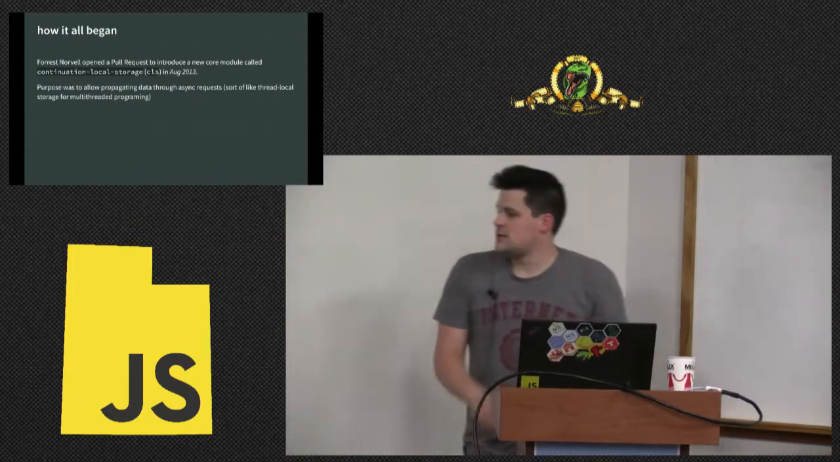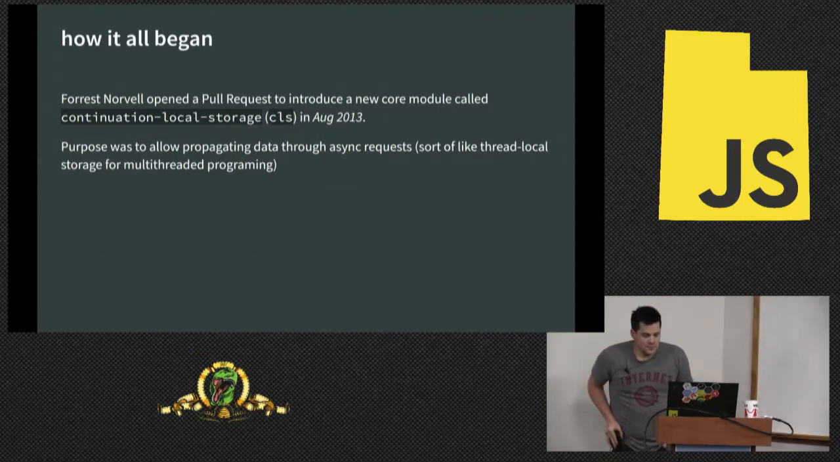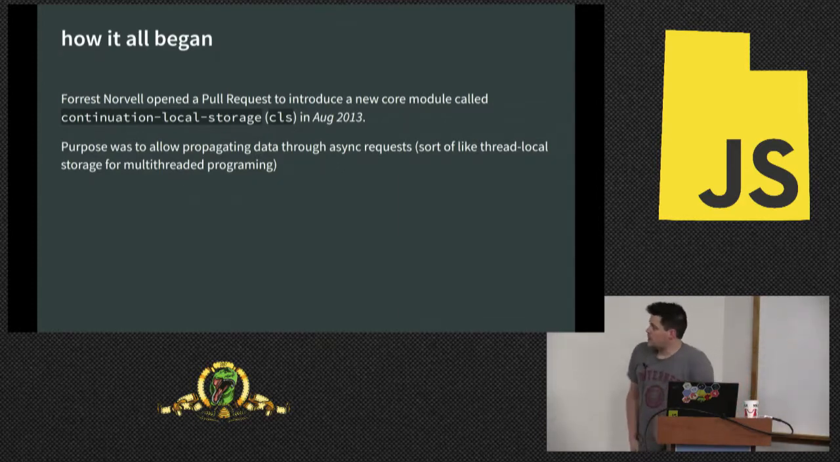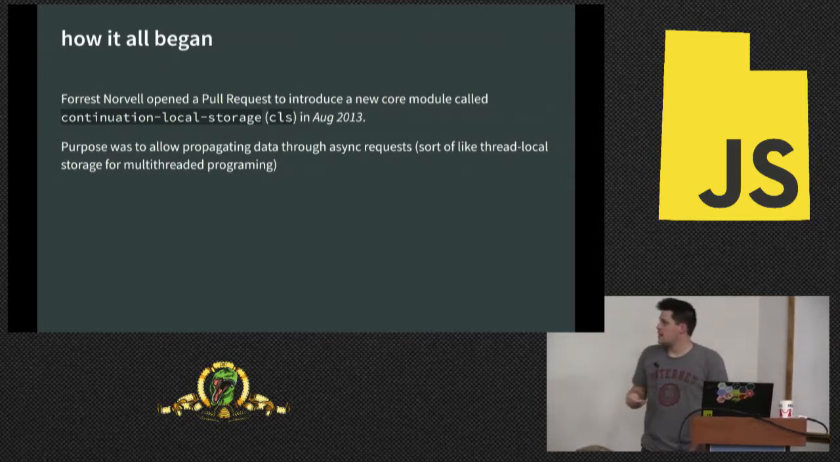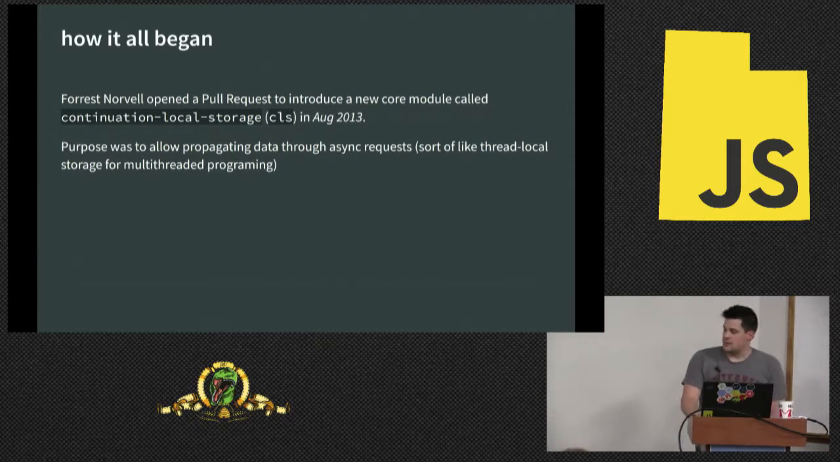So first off, this all began thanks to Forrest. He opened a pull request for a new core module he wanted to do called continuation local storage. And what it did basically is a type of thread storage, except it would work with asynchronous requests. He worked at New Relic at the time, and they needed to propagate data between asynchronous requests so they could track all those lovely metrics that they track.